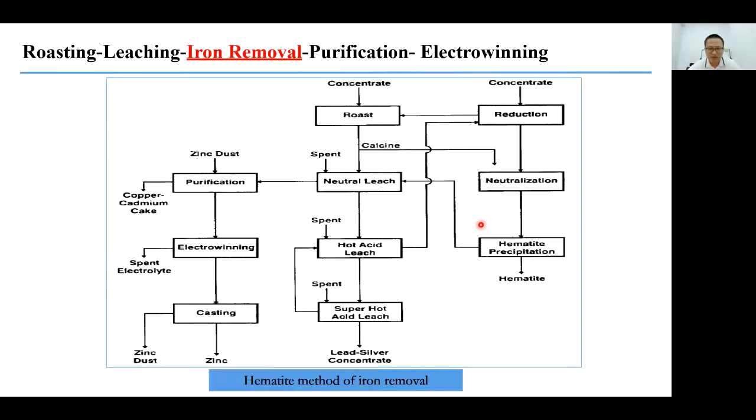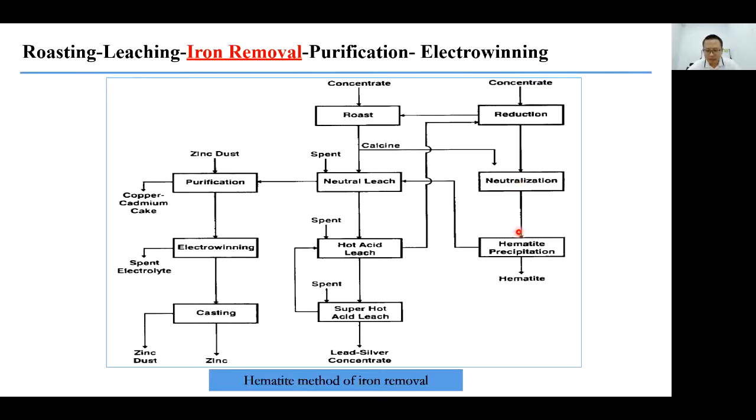valuable elements. As we can see, if we are using hematite, the concentrate after roasting and hot acid leaching, reduction, neutralization, so we can find the calcine also sent here for the neutralization, and after hot acid leaching, the ferric iron concentration reaches 30 grams per liter. So we are using some concentrate for reduction, so ferric iron is reduced to ferrous iron. And further, we are using some calcine to get the pH value of 4.